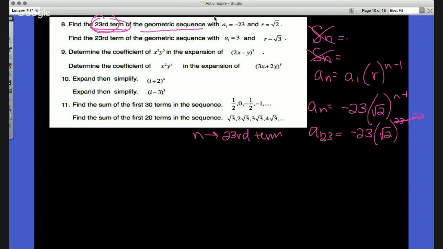So negative 47,104. Awesome. So that was number 8. If you have any other ones, keep it coming. Let's look at number 11.